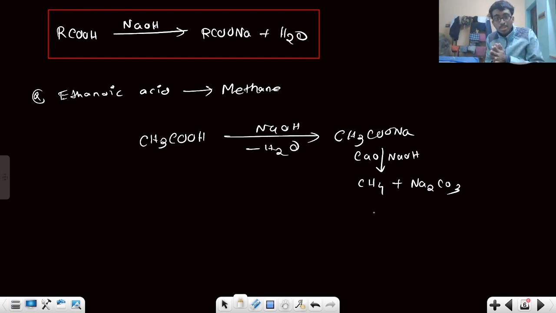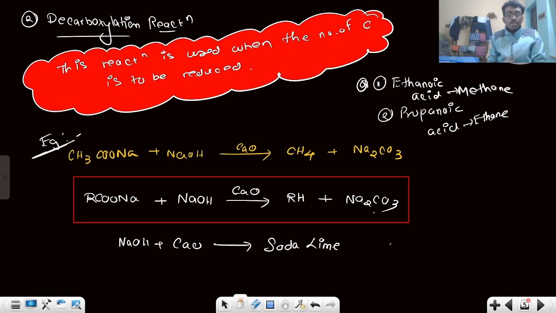Clear with this concept? Any doubt about decarboxylation reaction? So we have learned about two methods of preparation of alkanes. One is Wurtz reaction. Second one is decarboxylation reaction. I hope no doubts about this till now. Fine? Okay. Next we are going to see what is the next topic we have.